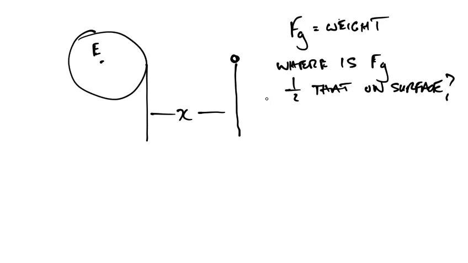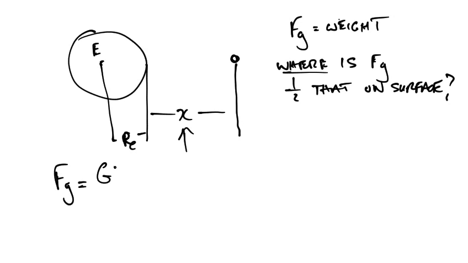Now, by the way, when I say where, they're asking for this distance above the surface, not from the center. Okay? Oops. That's not a very straight line. But that is a radius of the Earth there. Okay. Well, let's write the equation down for force of gravity. Force of gravity is equal to G Mm over r squared.